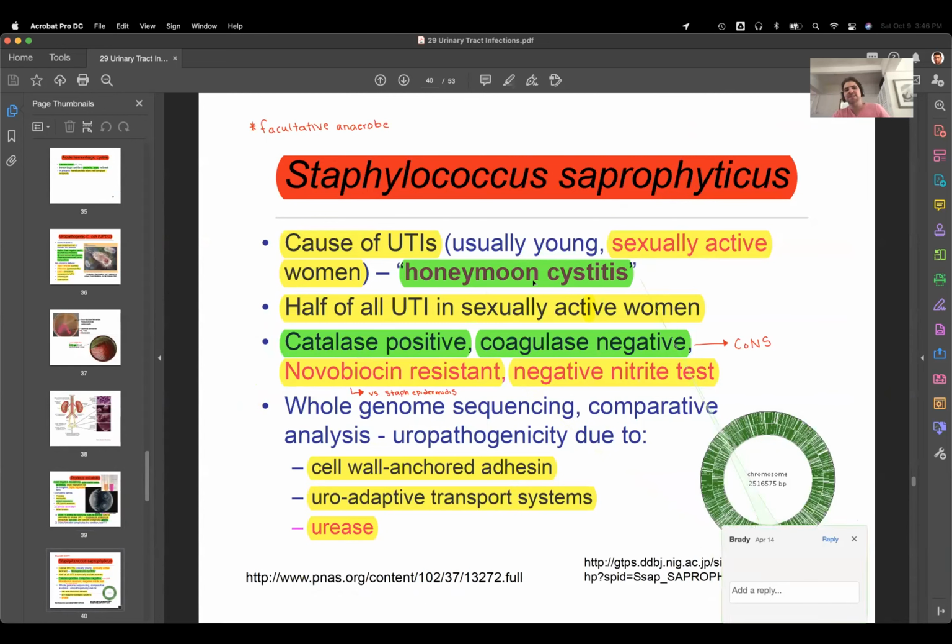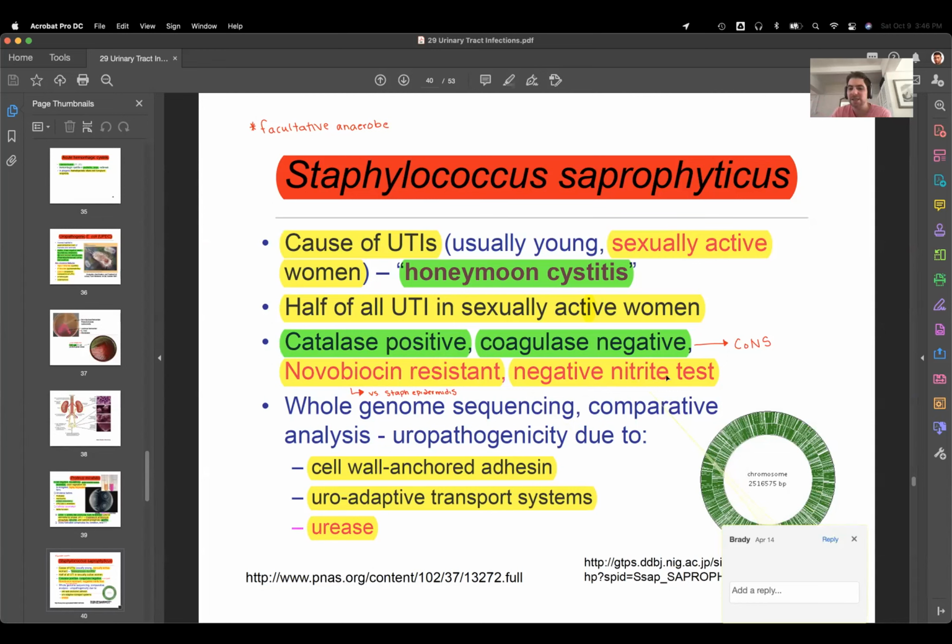Staph saprophyticus, if you remember that this correlates to honeymoon cystitis, then you'll get it right. So when they talk about this, they say people were on their honeymoon or sexually active, and it just happened recently. So you could see that they'll have negative nitrite because they are gram positive.